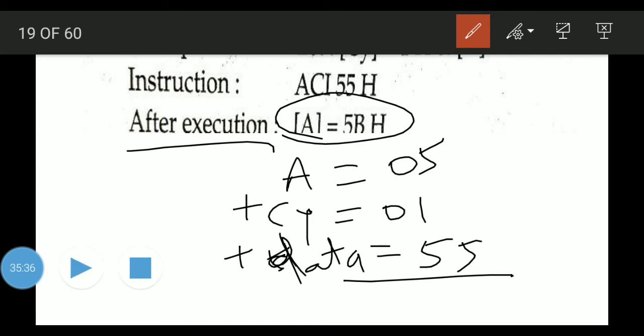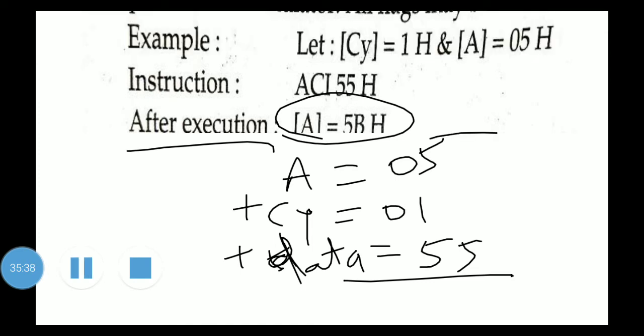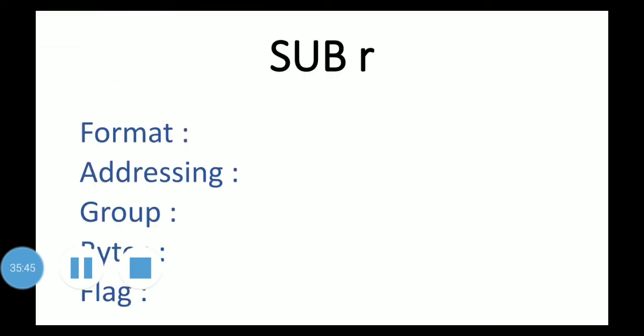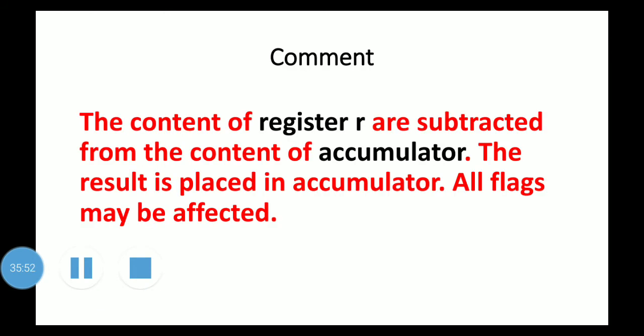Let us see the next instruction in arithmetic group. The next instruction in arithmetic group is SUB R, which means subtract the content of register R from the accumulator, and the result will be given in accumulator, and all the flags will be affected. Clear?